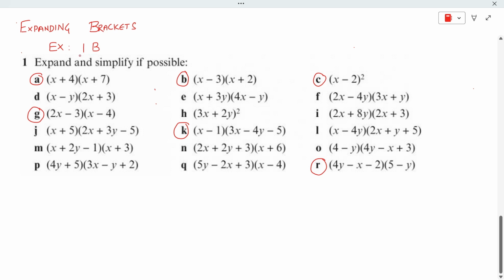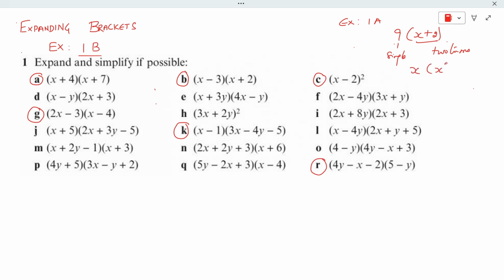Now we are moving to exercise 1b. Again, it is an expand and simplify, right? We are going to expand the brackets and we are going to simplify if possible. So what is the difference between the sums from exercise 1a and 1b? In exercise 1a, we know that we have got the questions like this, right? So 9 is a single term, it's multiplied with two terms, right? So it is a product of a single term with two or many terms.